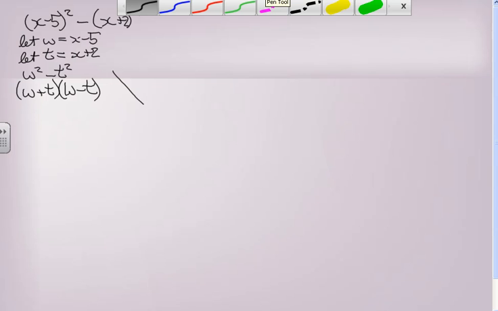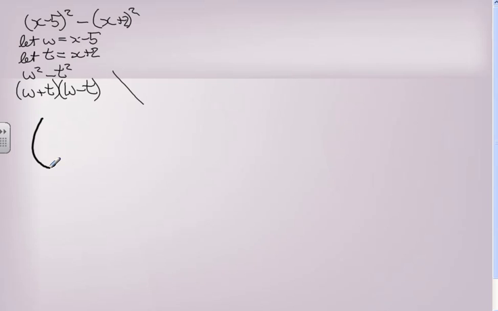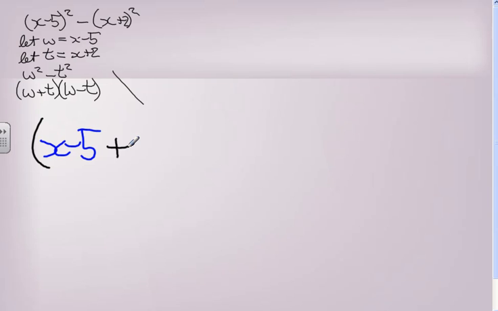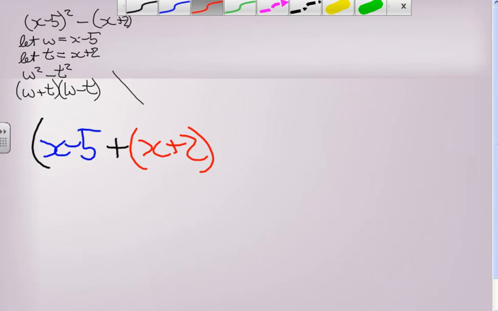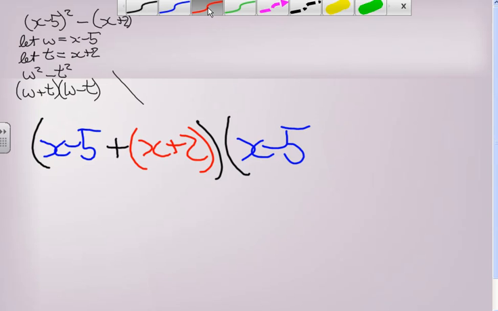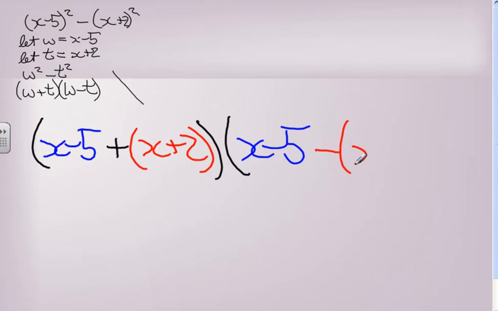I'm going to substitute in for my w, so I'm going to do my w's in blue, x minus 5 plus, I better put a bracket around this one, t, I'm going to do my t's in red, x plus 2. And then I have, once again in blue, x minus 5, my w, minus my t, which is x plus 2.